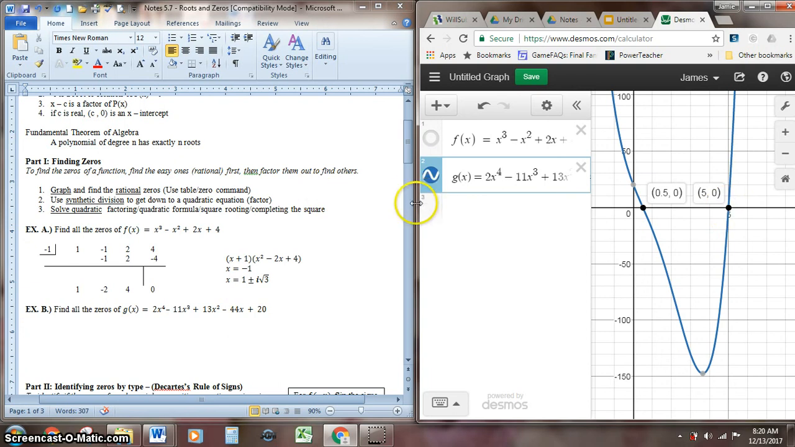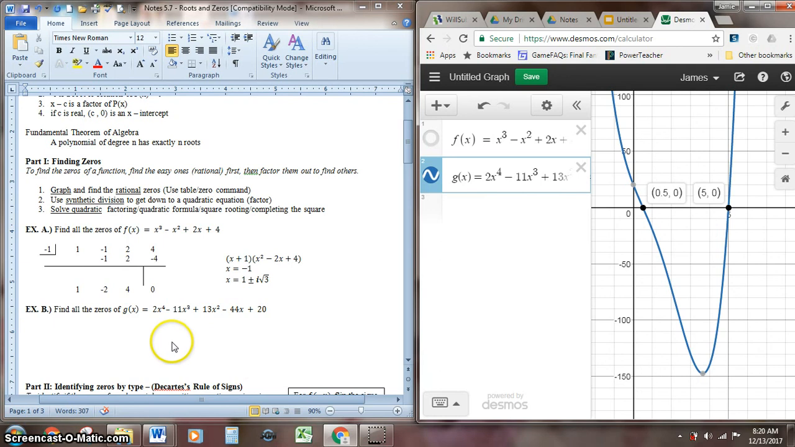Now again, with the fundamental theorem of algebra, I can tell that with a 4th degree polynomial, there's going to be exactly 4 roots. Two of them are real, they're rational, and then the third and fourth are going to be the imaginary roots, which you can see where it does this weird little wiggle thing right here around x equals 0.